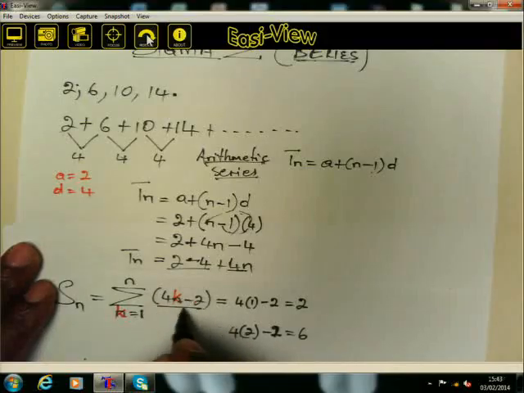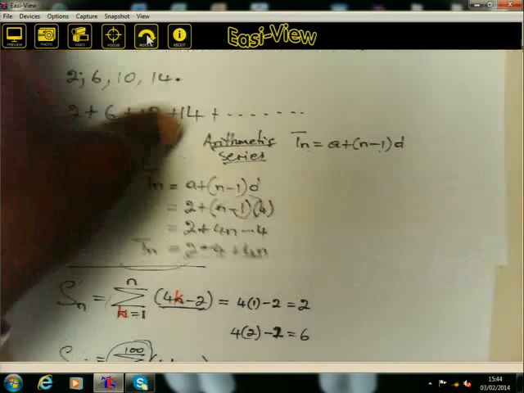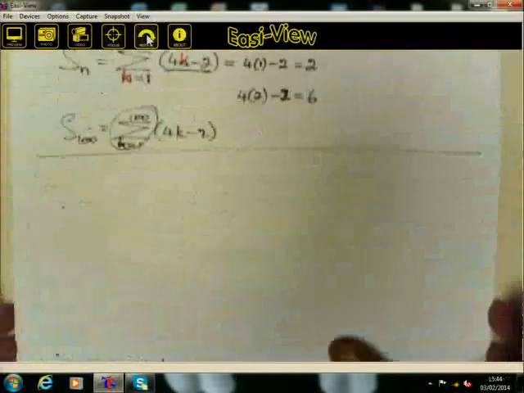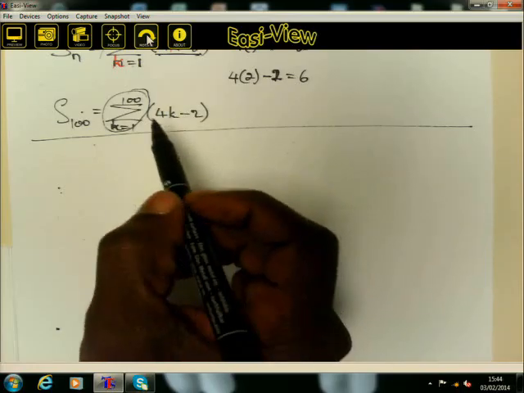It means now this is the general term on which we can put a sigma to get that. So it becomes easier. S100, the sum to 100 terms, will be the sigma notation with k starting from 1 up to 100 of 4k minus 2. We can have that, right? We have just introduced the sigma that is going to help us to find the sum. But what is important, we must be able to write any sequence in a sigma notation form, or expand the sigma notation to a sequence, to a series.